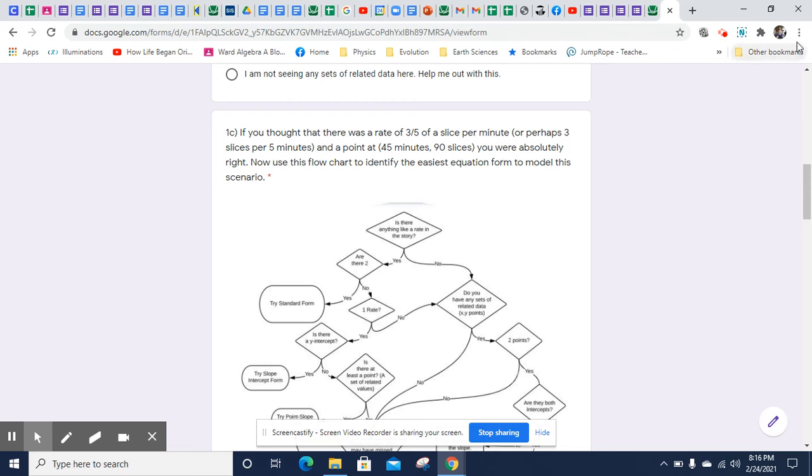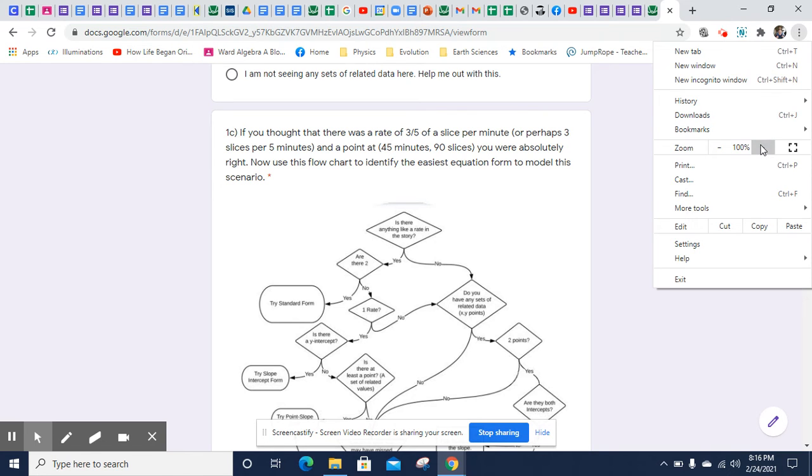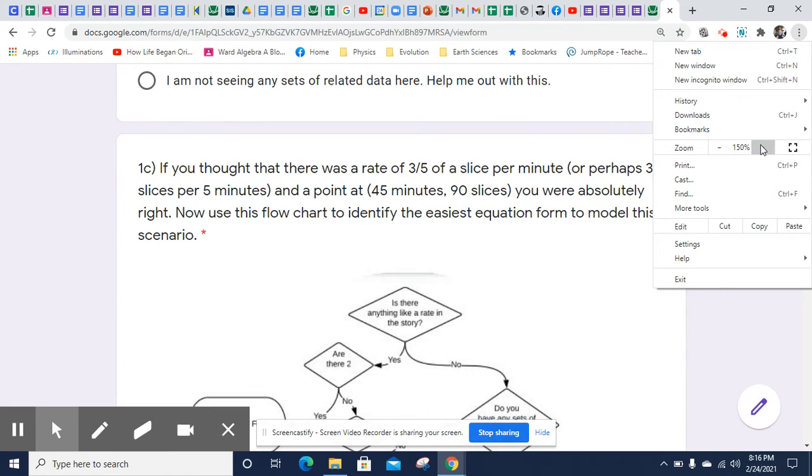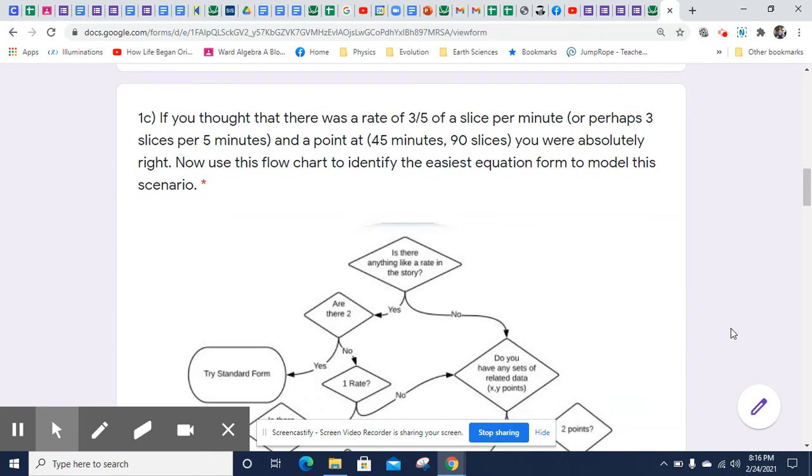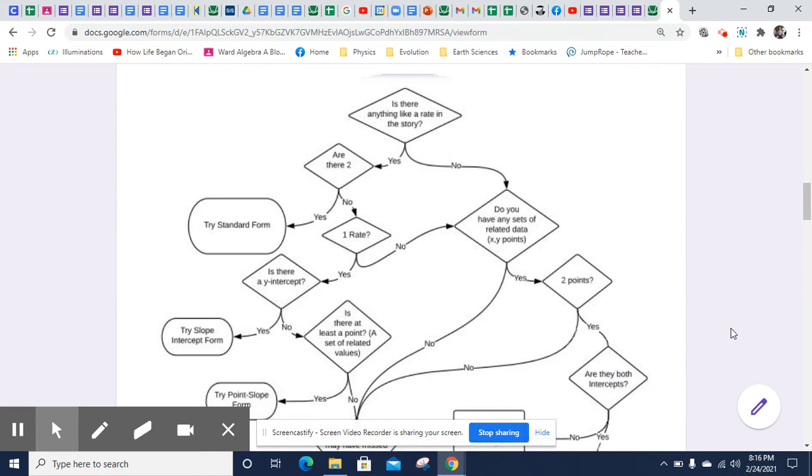So I'm going to blow this up a little bit because we're going to consider what kind of equation model would be best for this scenario. So we start at the top. Is there anything like a rate in the story? Well, I just said yes, there is a rate. Are there 2 rates? No, there are not. Is there 1 rate? Yes, we're going to have 1 rate.